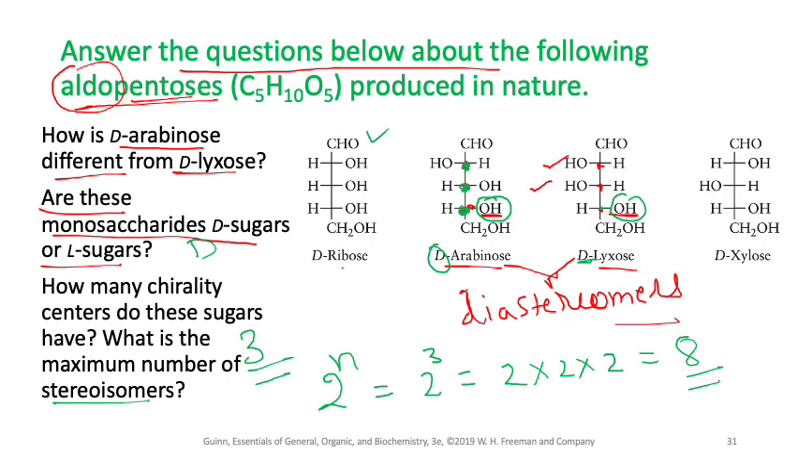So you already have 4, you just need to make 4 more in the form of L isomer, right? Once you make those 4, then the total is 8. So this is how you normally solve the problem, based on the L form, right? How many isomers, how many chiral centers you have.